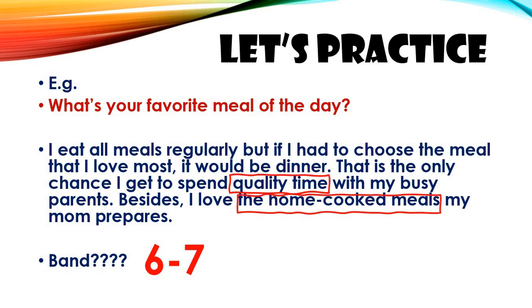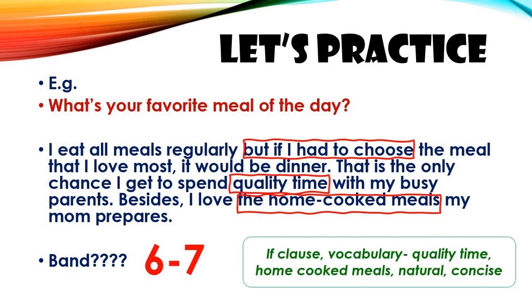Why is that so? Look at those. Okay? There's the if clause, and where's "favorite meal of the day"? No, it's not there. You just see there, "I eat all meals regularly, but if I had to choose the meal that I love most, that is favorite, it would be dinner." So that is the if clause, second conditional. If I had, I would, or it would.